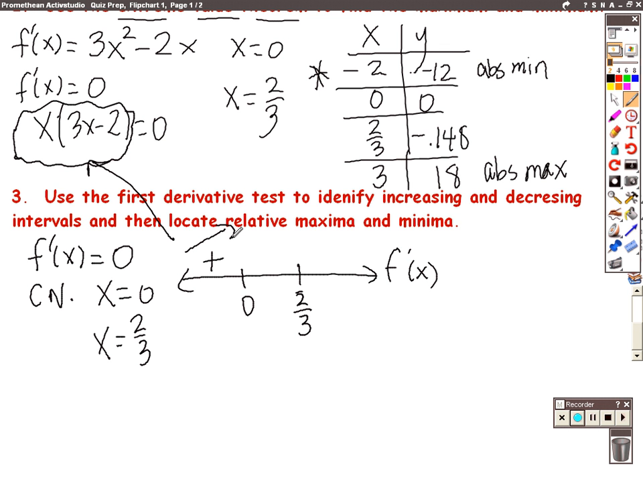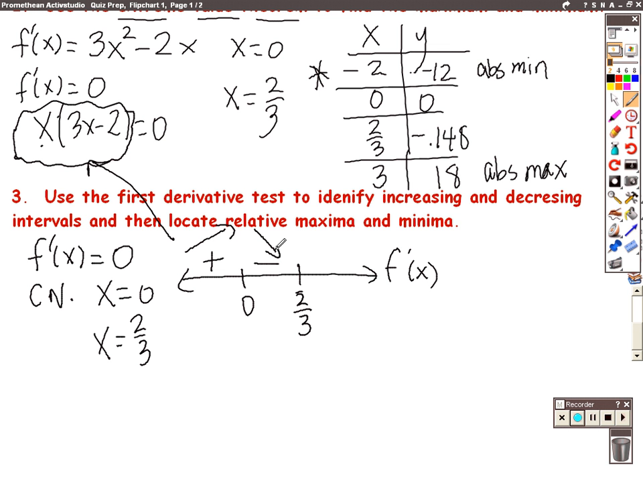A number between 0 and 2/3 would be 1/3. So if I substitute 1/3 back into the first derivative, I'll get a positive. And when I substitute 1/3 into the other factor, I'll get a negative, and a positive times a negative is a negative. Therefore, the original function is decreasing.